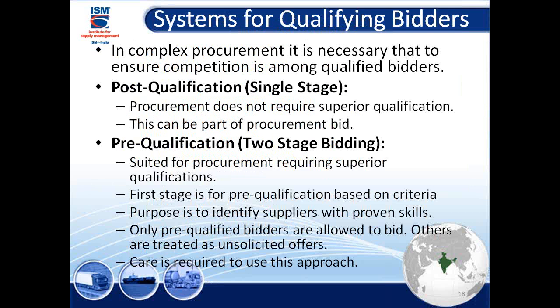Now the question that comes next is the system for qualifying bids. Obviously this is what we use for the complex procurements, not for the simple procurement, not for the standard items. One could be post-qualification, which is a single stage. The second could be pre-qualification, two stage.